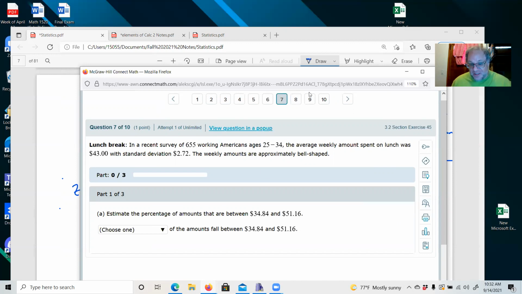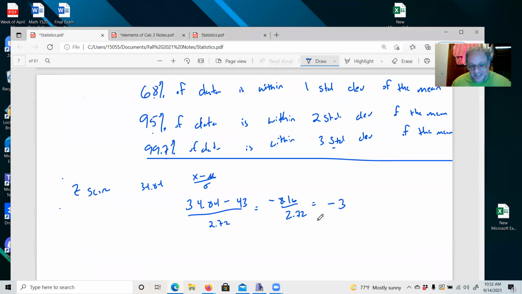And this problem 7, you thought you don't, but when they get a little bit harder, you've got to check both sides. So 5116. So we're going to say z-score for 5116 minus 43.